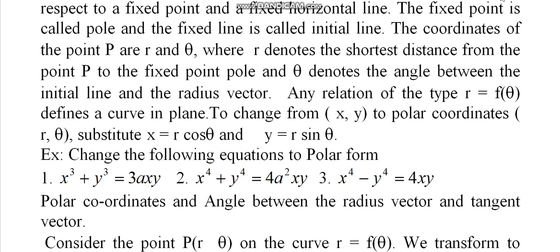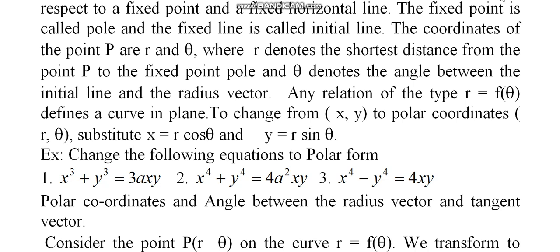So if the point P has coordinates r and theta, r is the radius vector from the pole to the point P, and theta is the angle between the initial line and the radius vector. A relation of the type r is equal to f of theta, where theta is taken as the independent variable and r is taken as the dependent variable, defines a curve in the plane.